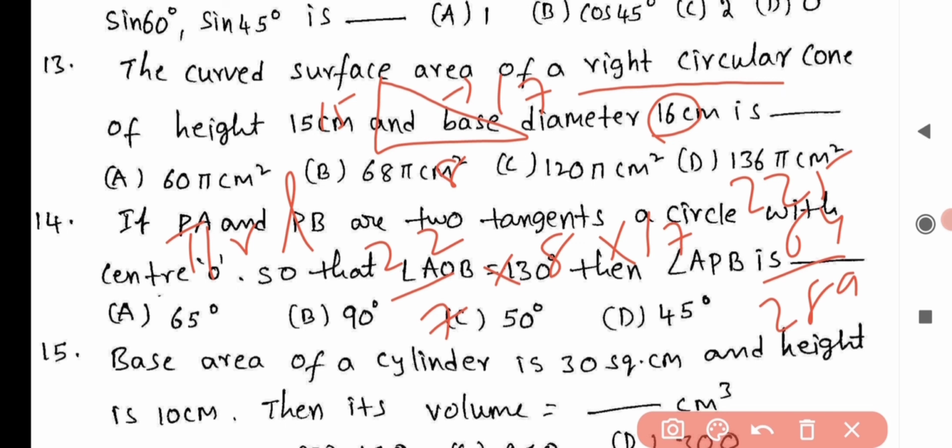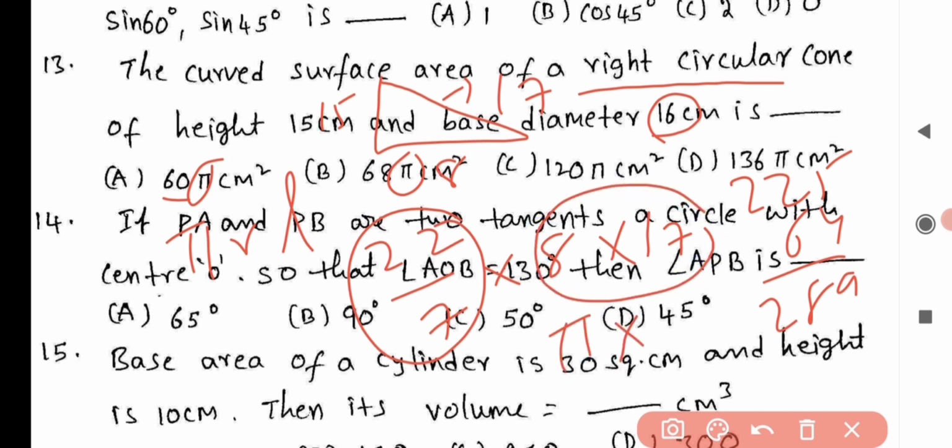Here pi as it is you write. Why? Because here not given 22 by 7, only pi only. So don't write here 22 by 7, just pi into 17 into 8. So 17 8 is 136. So what is the answer? 136 pi centimeter square.